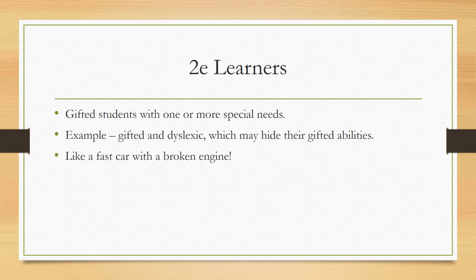Our fourth category of underrepresented students consists of 2E learners. These are gifted students with one or more special needs. So they might be gifted and dyslexic. They might be gifted and emotionally handicapped. They might have another identifiable learning need.